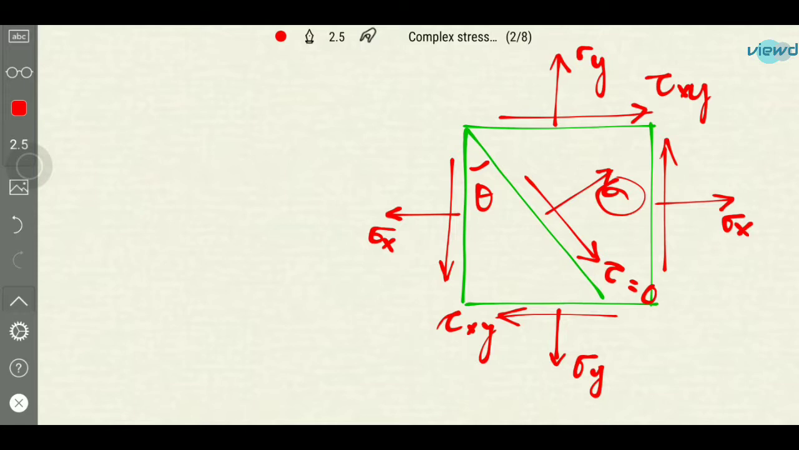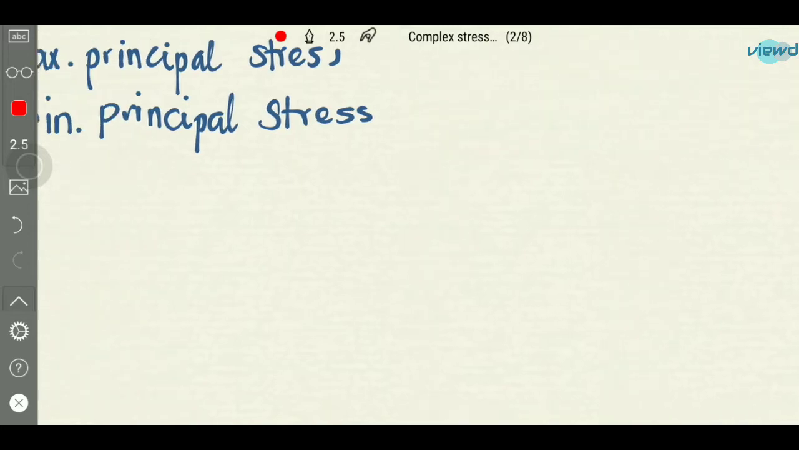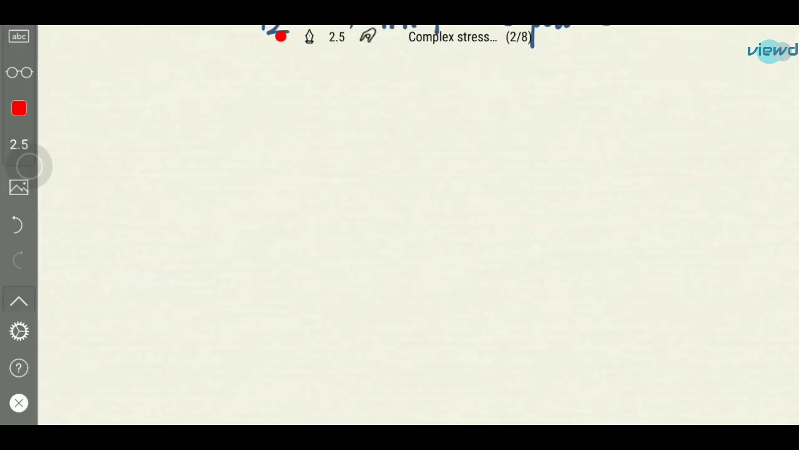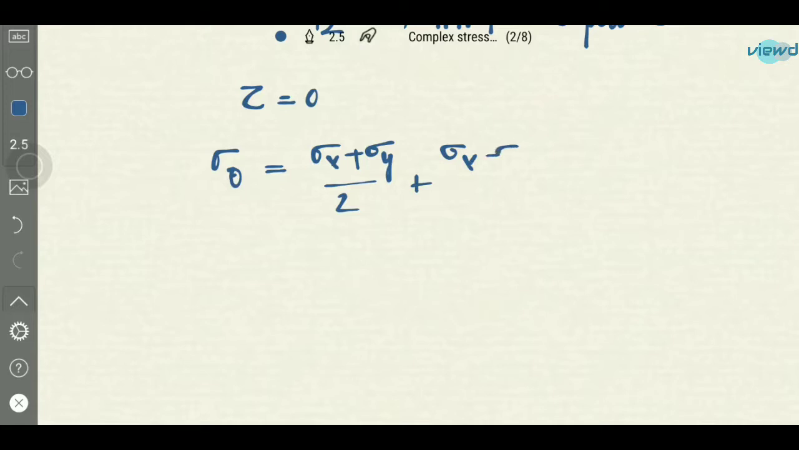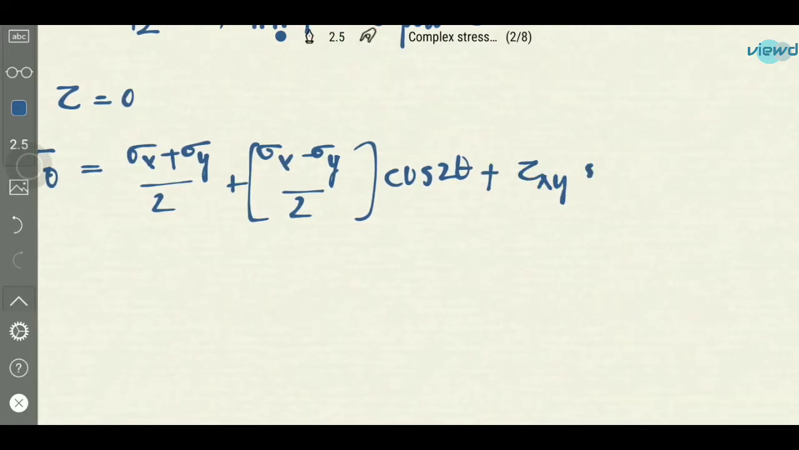So how to get the value of principal stress? What is the condition? Tau should be 0. Tau is equal to 0 on the principal plane. What do we have as the formula for sigma theta? Sigma theta is equal to (sigma x plus sigma y)/2 plus (sigma x minus sigma y)/2 cos 2 theta plus tau xy sin 2 theta. This is the formula we have.